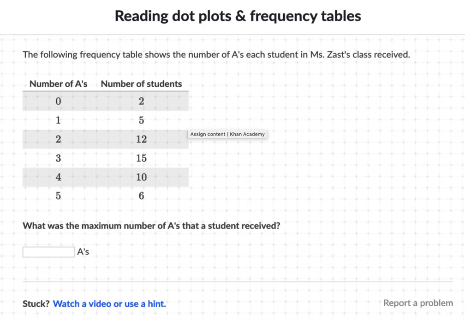Okay, so for this problem, we have the following frequency table, which shows the number of A's each student in Miss Zast's class received. What was the maximum number of A's that a student received? Go ahead and pause the video and try it on your own.